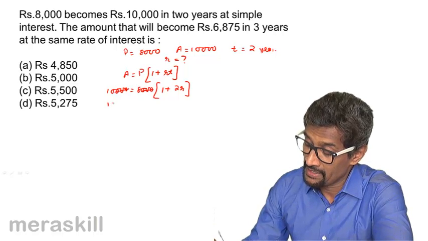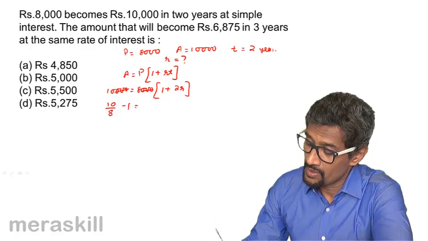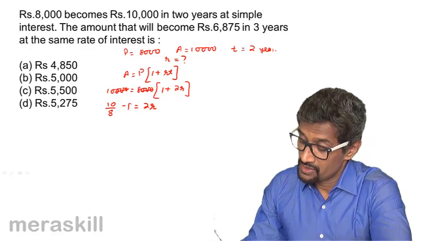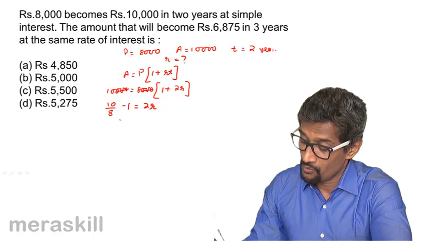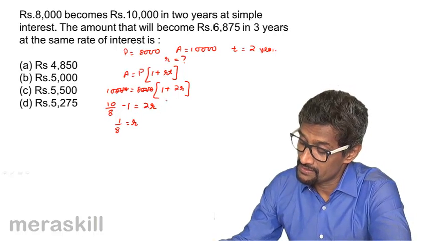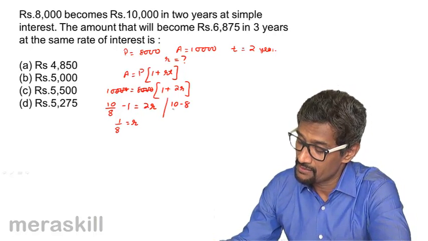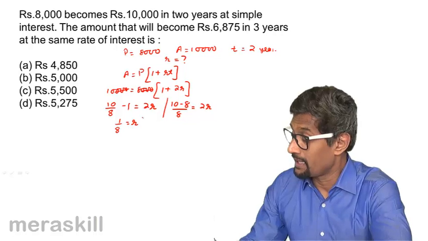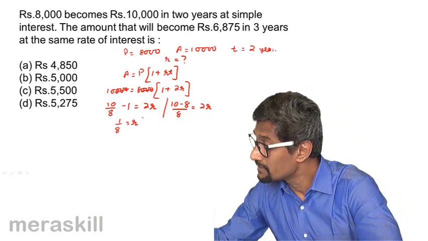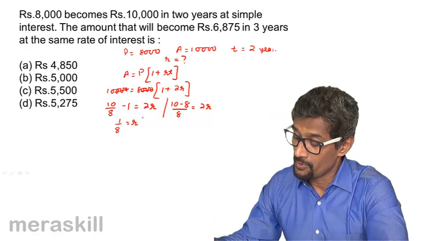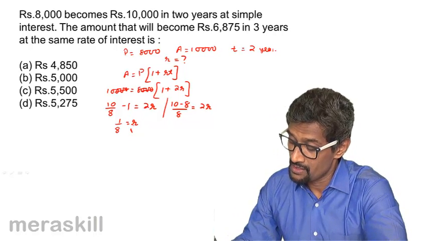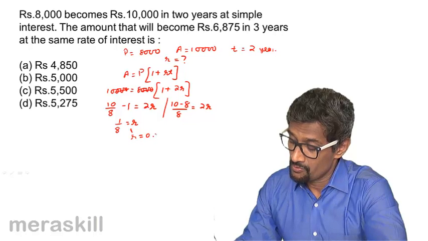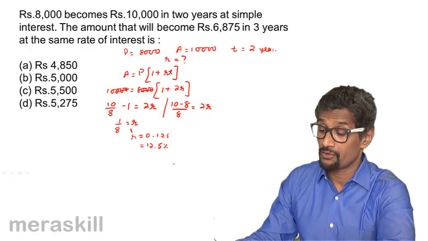So we have 10 by 8 minus 1 is equal to 2R. If you simplify this, this turns out to be 10 minus 8 by 8 is 2R. So it turns out to be 2 by 8 or 1 by 4, so 1 by 8 is equal to R. So let's see what 1 by 8 is, 0.125. So R turns out to be 0.125. In other words, it is 12.5% is the rate of interest.